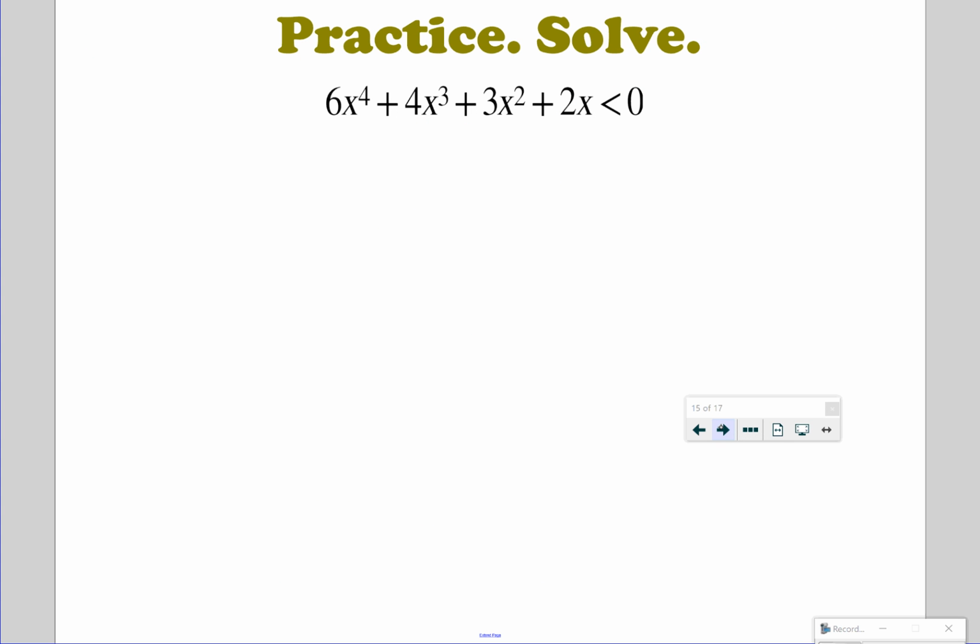Here's one for you to try on your own. I'll give you a little hint to start. Instead of factoring the x out later like I did, you might want to start by factoring the x out at the beginning here. All right, go ahead and try it.